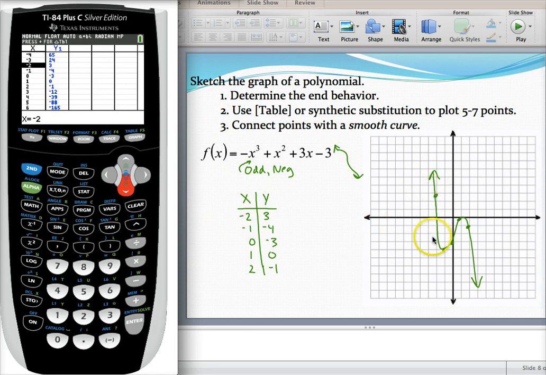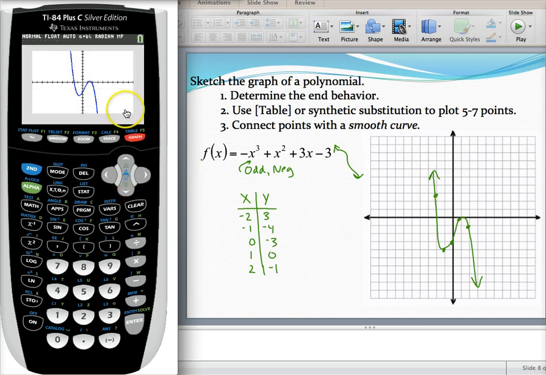Once I've plotted those 5 points though, there's no guarantee that I'm going to know what the graph looks like. So at this point, I will take a look at the graph so I can get the overall shape of what this looks like. We knew it was going to start high and end low. We predicted that by its end behavior, and our points helped us get a better idea of what that shape's going to be.